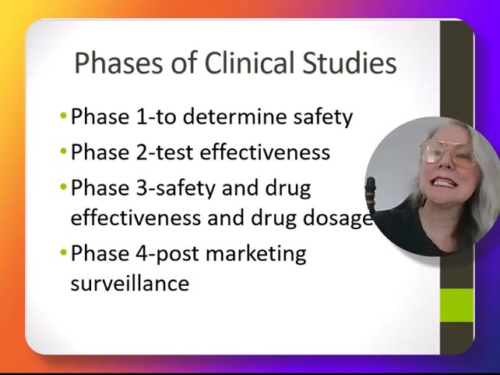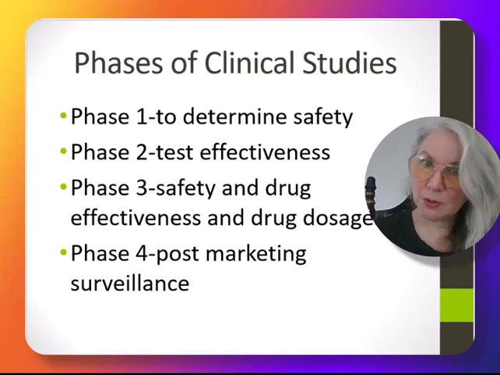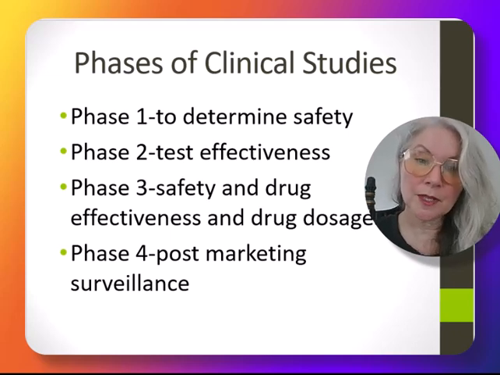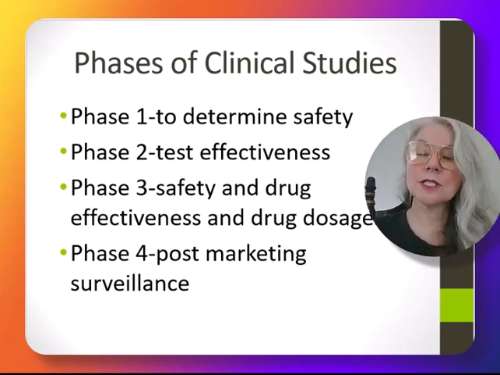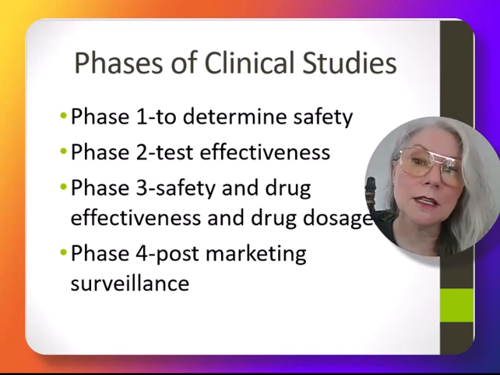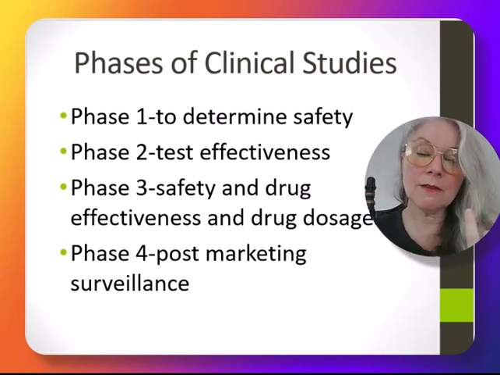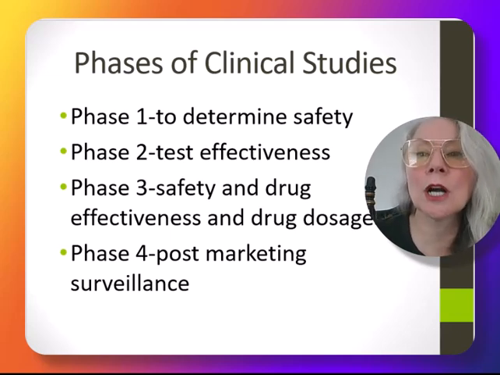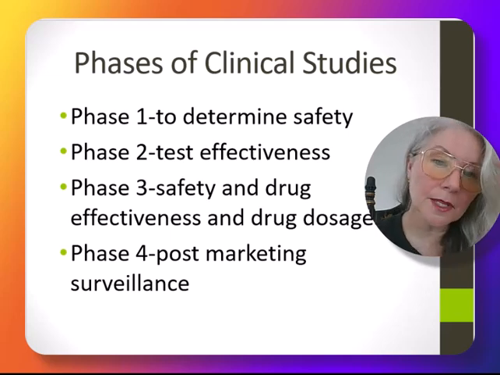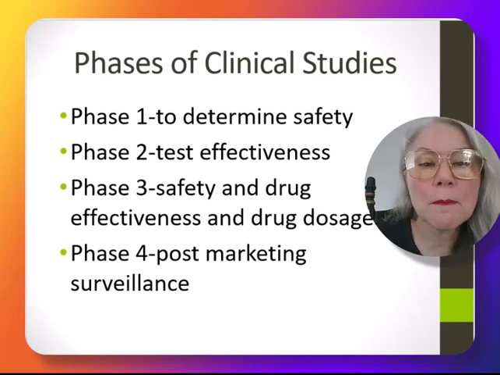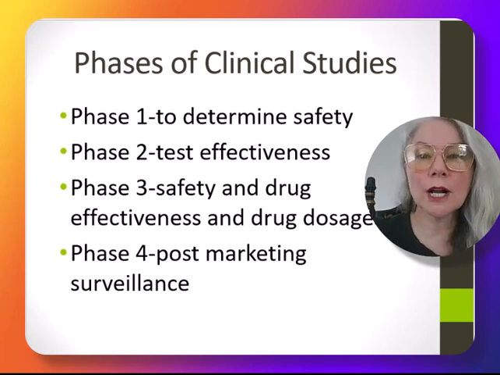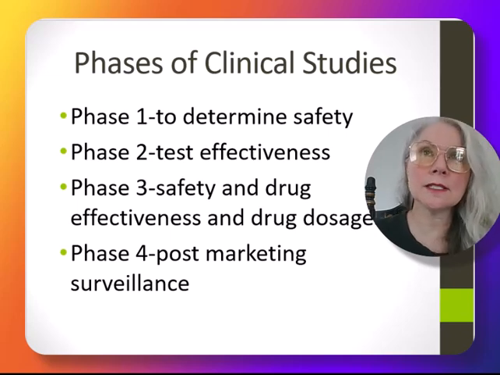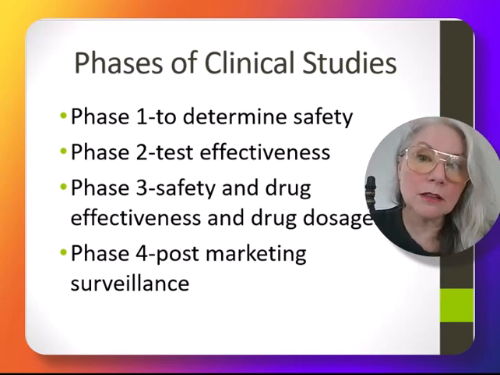So the first we do safety, making sure it's not killing people. Second phase is it effective? Does it do what it's supposed to do? Then phase 3, it starts to see what is the dosage needed to make sure that it still is safe at that dosage and it is effective at that dosage, and it goes to a larger group of people at that point. And then phase 4 is post-marketing surveillance. So now the drug has been released to the public, people are taking it, but they're still looking to see if something called a signal happens.